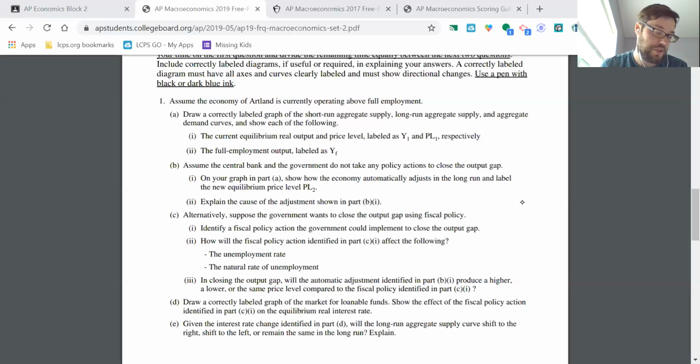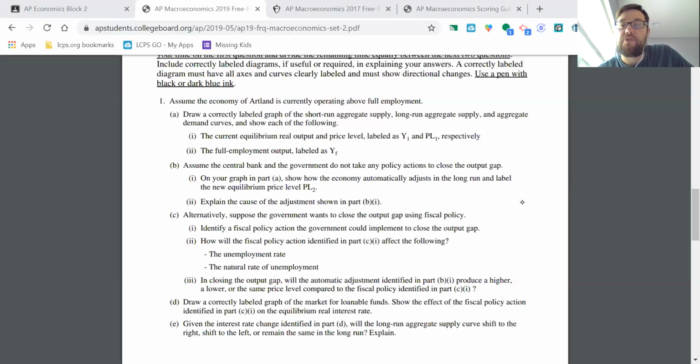That would reduce real GDP, thereby closing that gap. You could talk about a decrease in transfer payments. You could also talk about an increase in taxes, right? So any one of those would work, they only ask for one example. Those are all examples of fiscal policies: government spending, transfer payments, and taxes. Those are the three main big ones that government can do.